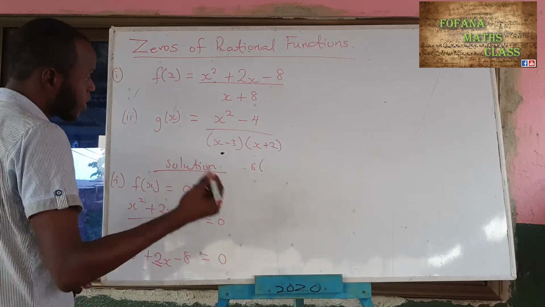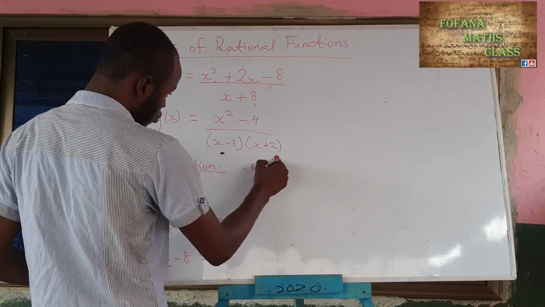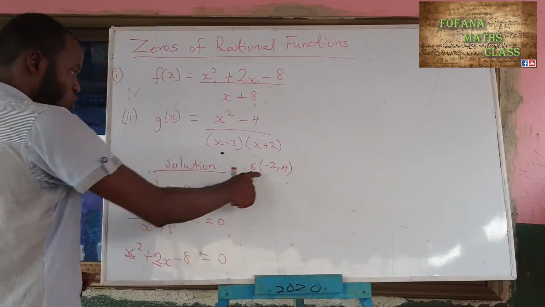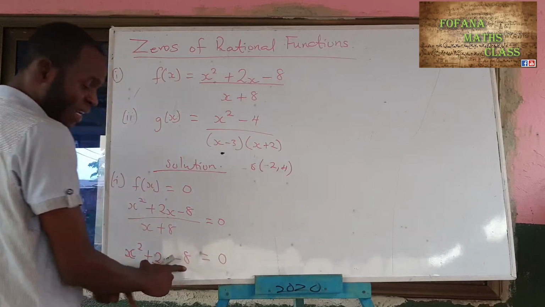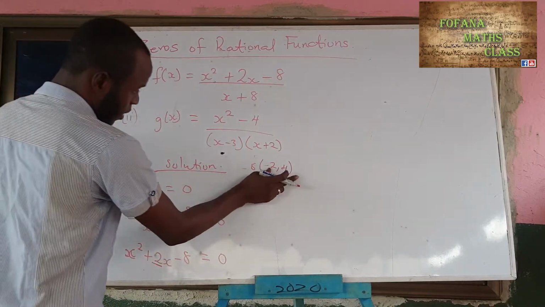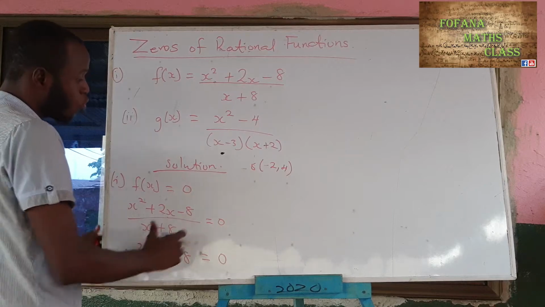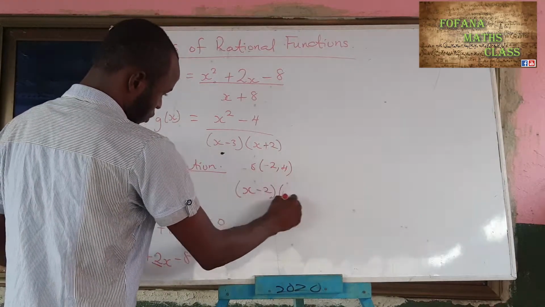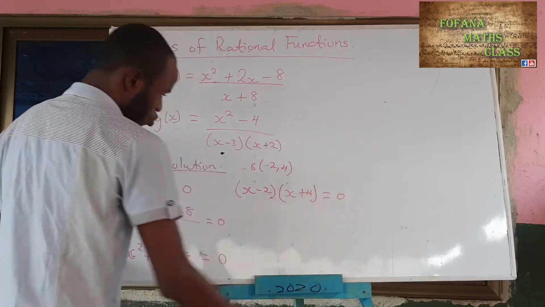So I will be taking two factors, which will give us minus 2 and 4. When you multiply minus 2 by 4 you have minus 8, but when you add minus 2 and 4 you have 2. So we put them in factor form. You have x minus 2, then x plus 4, then we equate them to 0.